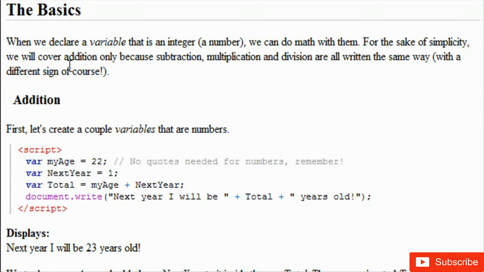For the sake of simplicity, we will cover addition only, and that's because subtraction, multiplication, and division are all written the exact same way, of course using a different sign. First we have addition. So let's look at our code here.